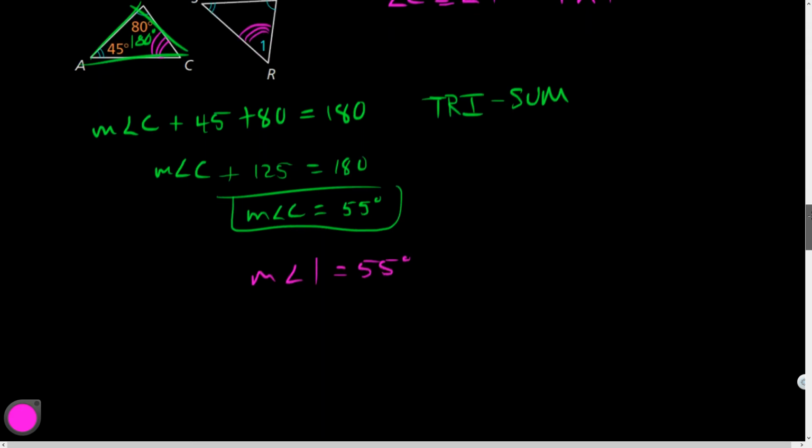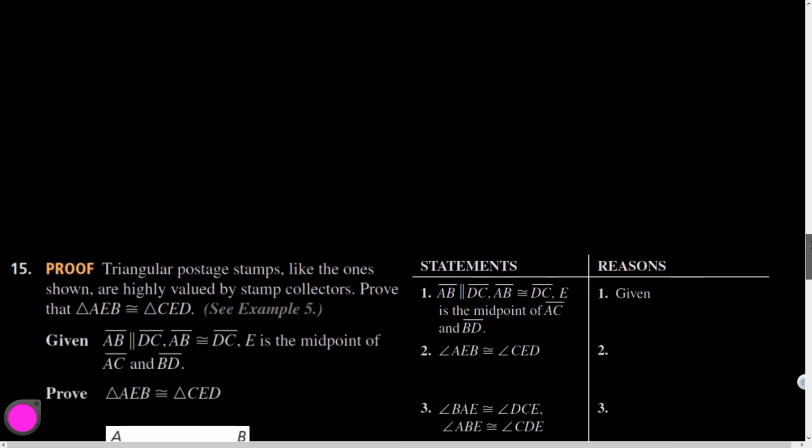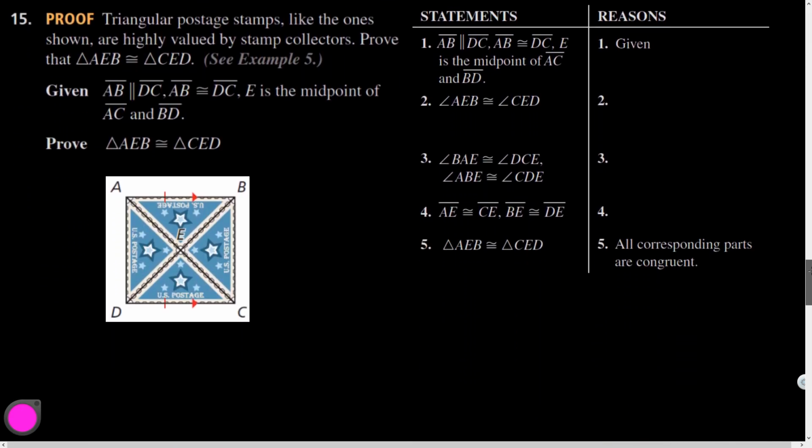All right. Do I have one more problem? Is it the proof? Yeah! Here we go. Triangular postage stamps, like the one shown, are highly valued by stamp collectors. Prove that these triangles are congruent. So I've got my given information, done. We know how to do that. All right. So the given information looks like most of it's labeled.